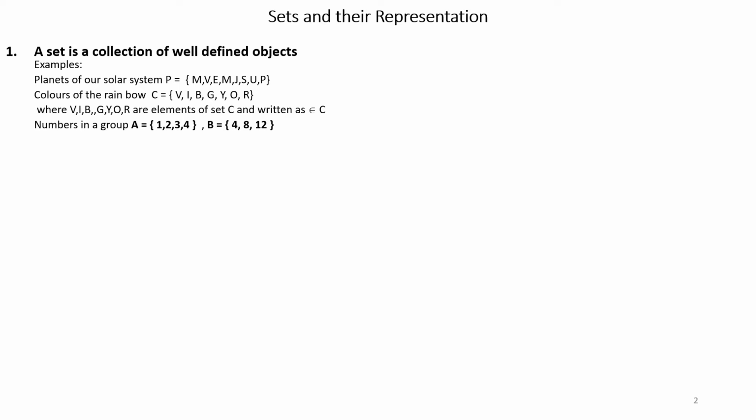A set is a collection of well-defined objects. Example: the planets Mars, Venus, Earth, Mercury, Jupiter, etc. Similarly, the colors of a rainbow, that is VIBGYOR: violet, indigo, blue, green, yellow, orange and red.